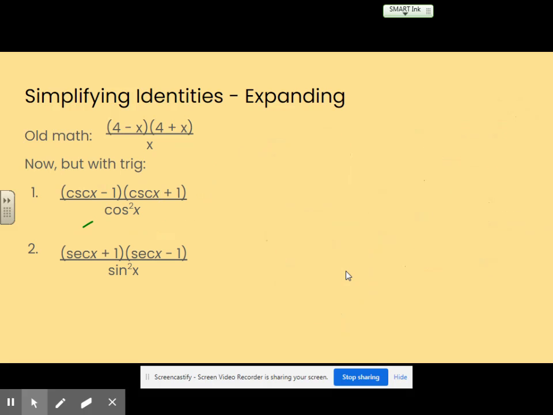Okay. It looks like it's a pretty similar setup. We have secant plus 1 times secant minus 1 all over sine squared. Just like before, I'm going to start first by multiplying out the two factors in the numerator. And I notice again that it's going to be a nice difference of squares. And if difference of squares seems a little bit confusing, don't worry about it. You're A-okay foiling it out, distributing it out, you're good.